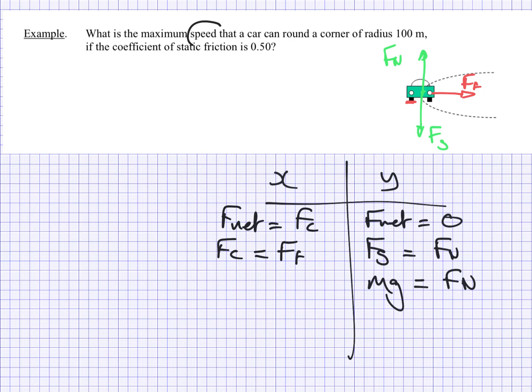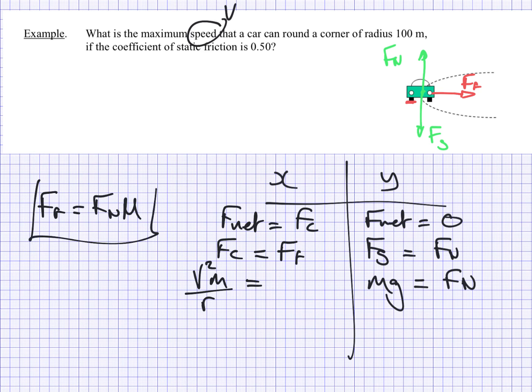And since we're interested in the speed of the car, we can safely assume that we're going to use this equation, v squared m over r, and that of course is equal to the force of friction. Now, we also know that the force of friction is equal to the normal force multiplied by the coefficient. So this is the first time we start to see this idea that we can substitute in part of our equations. So first of all, we're going to substitute this in for the force of friction. So that gives us Fn mu.